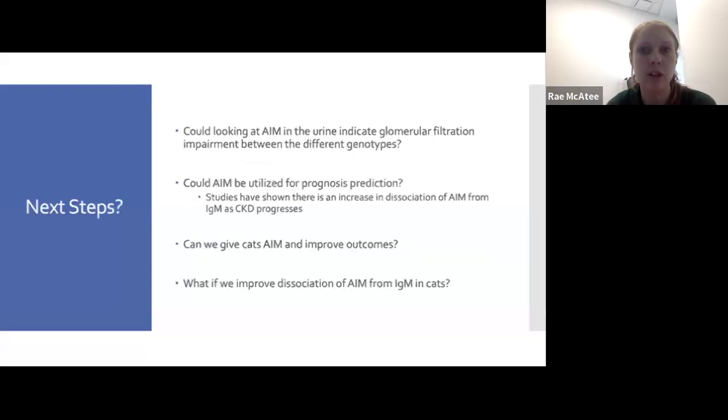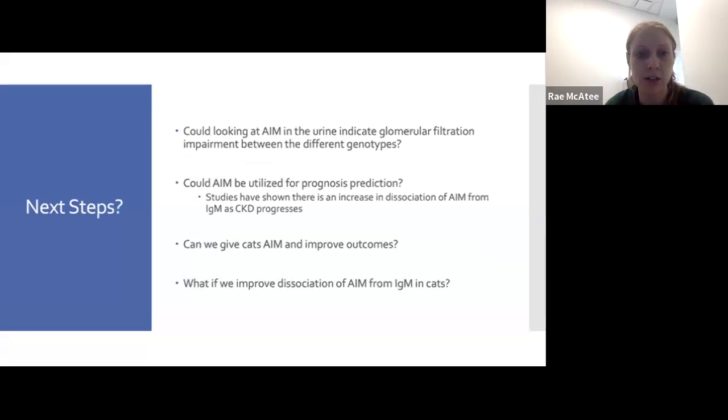And so I think this just opens it up to what is next. Is there impairment of filtration based off of the genotype? Could this be utilized for prognosis? Could we give cats AIM and improve outcomes? And I think maybe that is being looked at in Japan. I don't know if anyone knows.